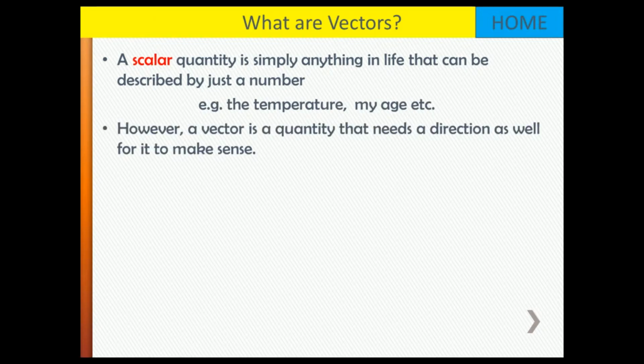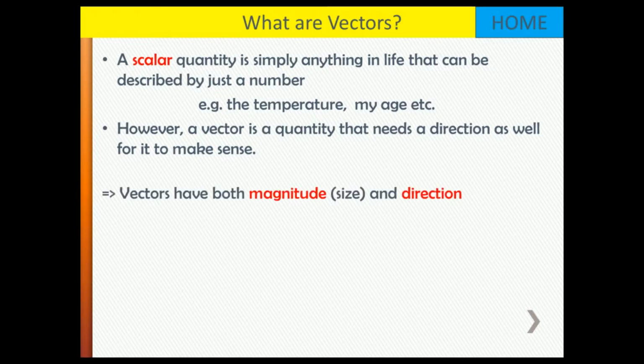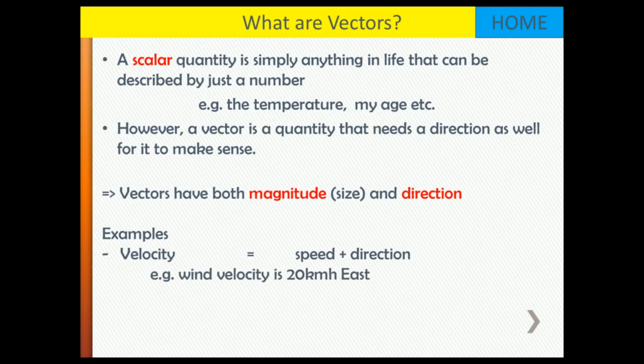However, a vector is a quantity that needs a direction as well for it to make sense. So vectors have both magnitude, or size, and direction. Let's give an example. Velocity has speed and direction, so a wind velocity could be 20 kilometers per hour in a due east direction.